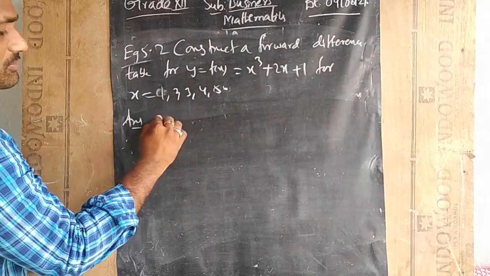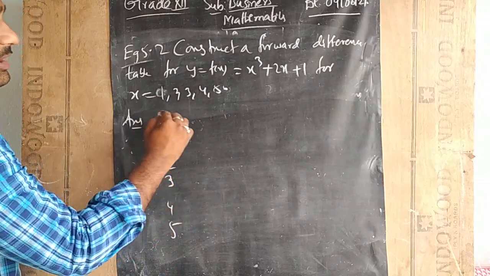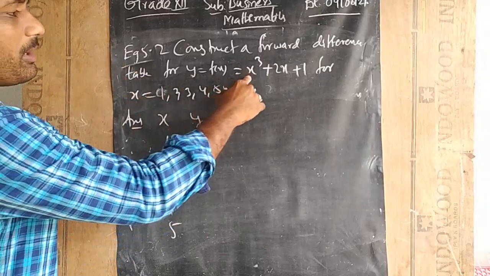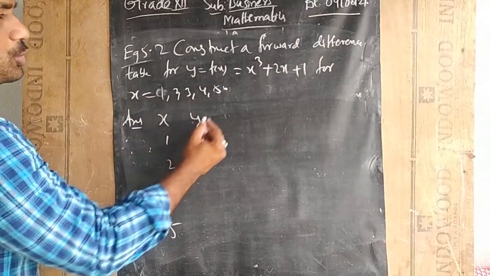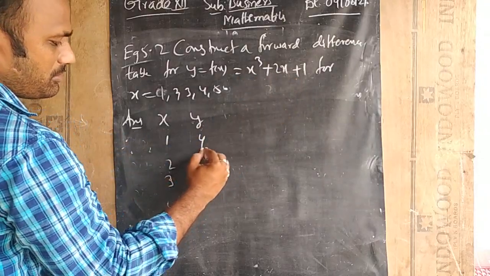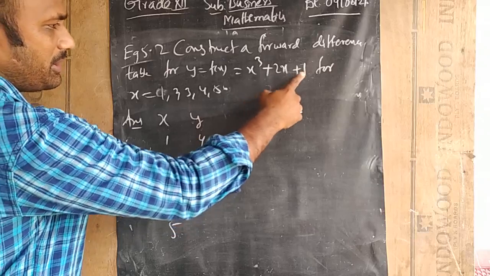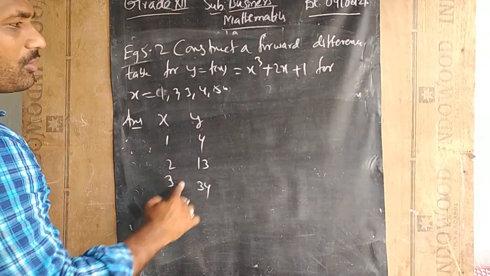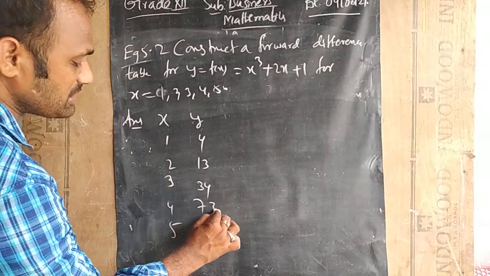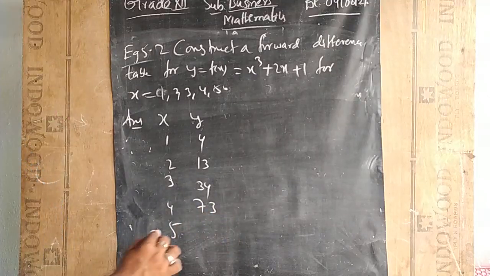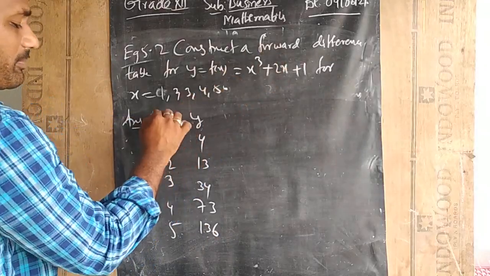So the x values are 1, 2, 3, 4, 5. These are the x values, and the y values: substitute 1 cube is 1, 2 ones are 2, means 1 plus 2 is 3, 3 plus 1 is 4. 2 cube is 8, 8 plus 4 is 12, plus 1 is 13. 3 cube is 27, 27 plus 6 is 33, 34. 4 cube is 64, so here it will be 73, and here it will become 136. So after substituting the x values, we get these y values.